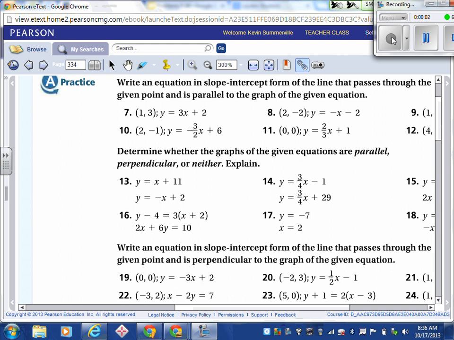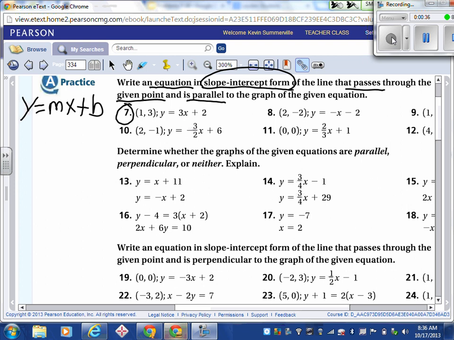Let's take a look at how to do question number 7. What are the key facts in this problem? We need to write an equation in slope-intercept form that passes through a given point and is parallel to the graph of the equation. What is slope-intercept form? That is y equals mx plus b.